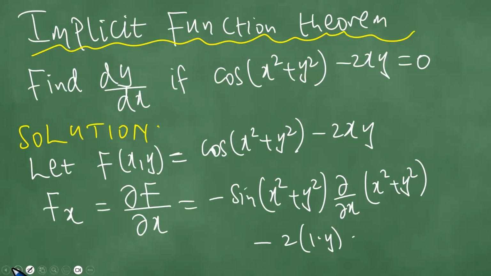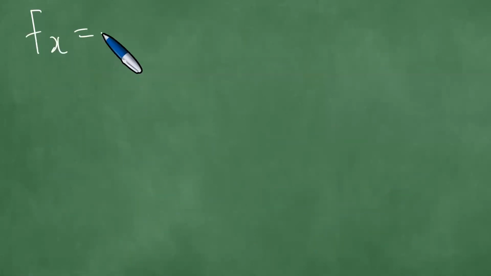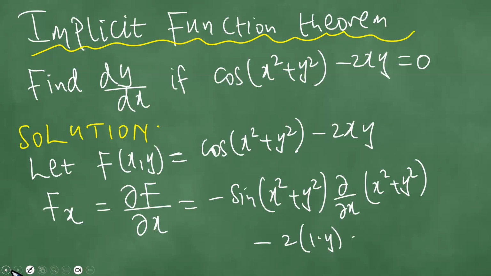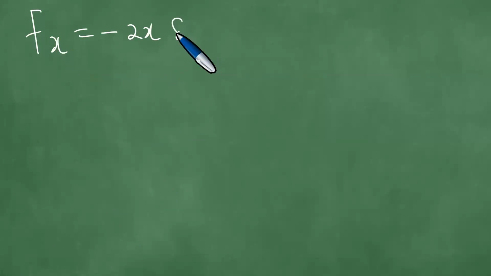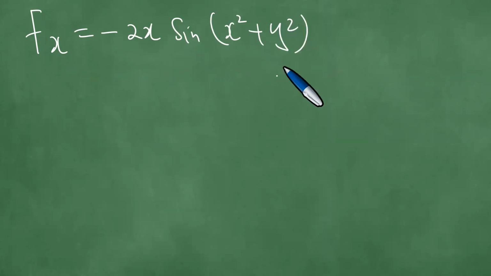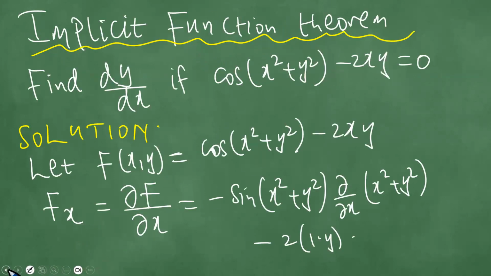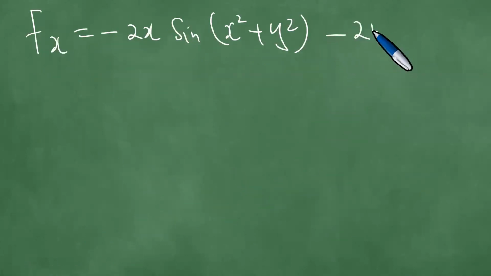What is the meaning of this? F subscript x. The derivative of x squared is what? 2x, minus twice x, the sine. Like this. Minus 2y. Like this.